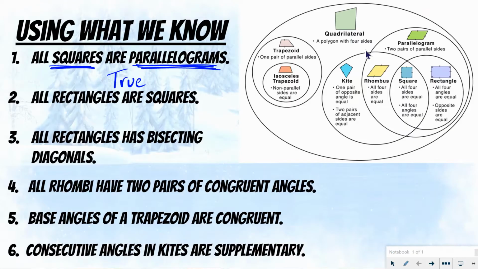Another way to think about that, in this Venn diagram, you can see that all of our squares are contained in this circle of parallelograms. All of these squares, any kind of square, is going to be contained in that family of parallelograms. So that is true. All squares are parallelograms.